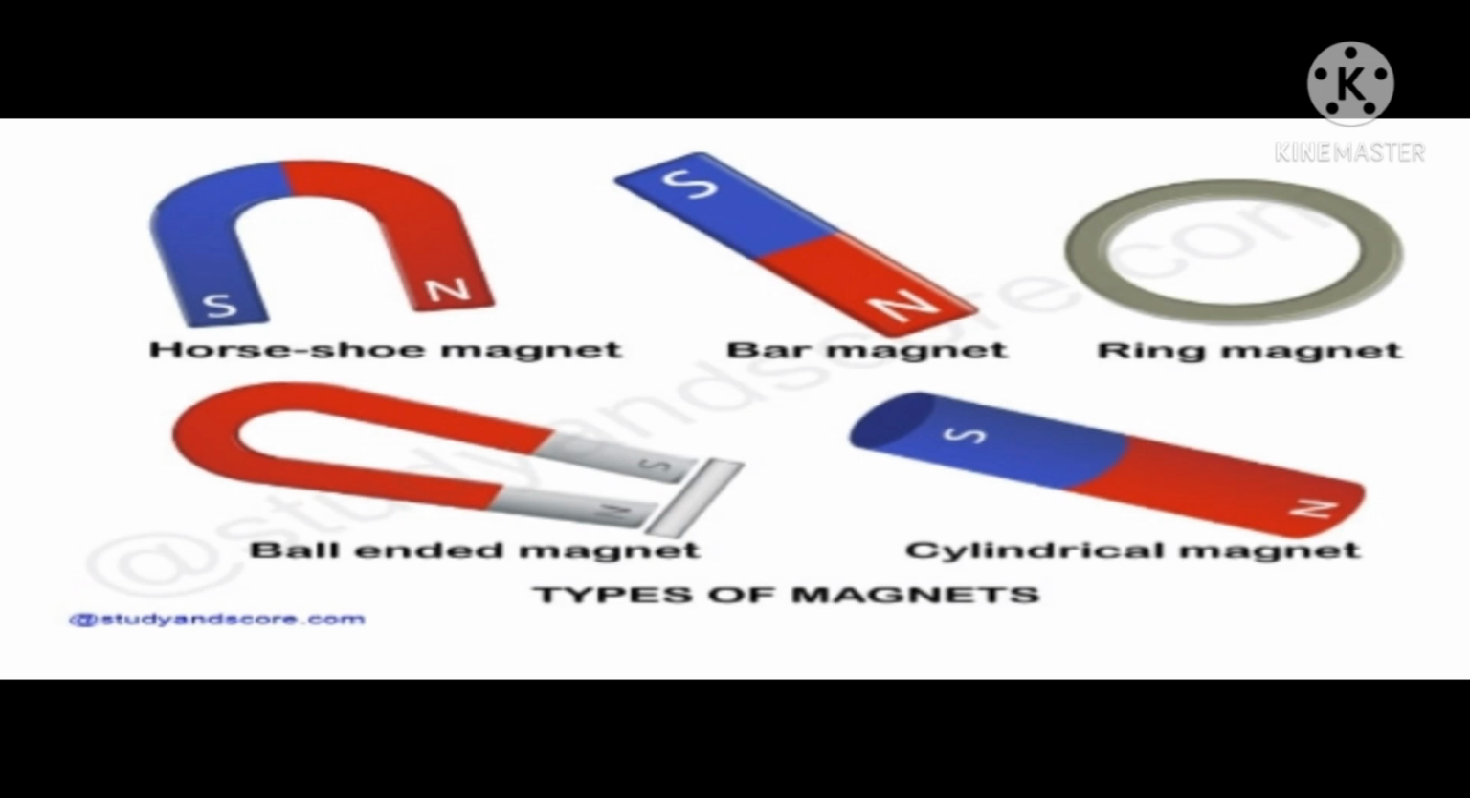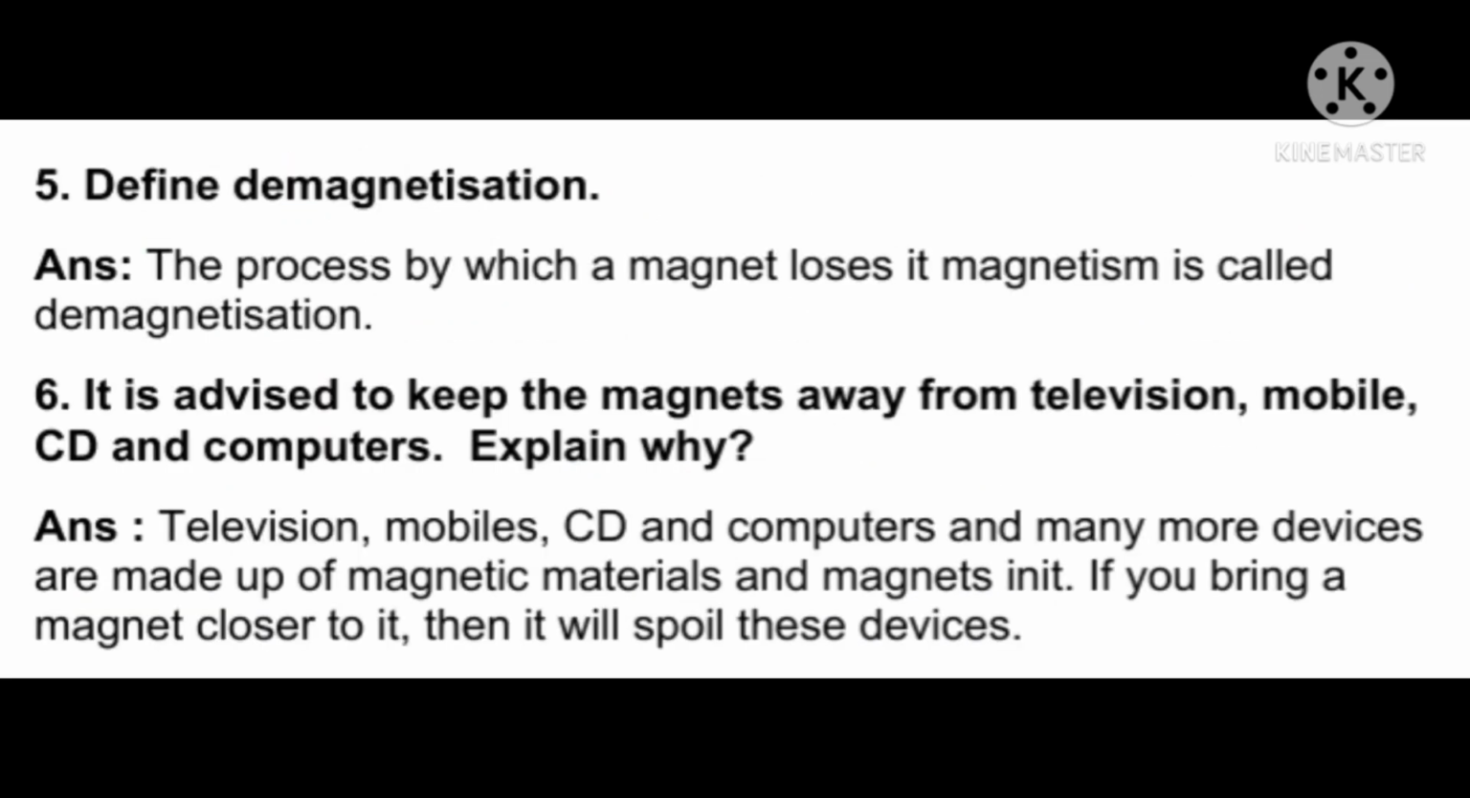Next one, draw the different shapes of magnet. First one is a horseshoe magnet. Second one, bar magnet. Third one, ring magnet. Fourth one, ball-ended magnet. And fifth one, cylindrical magnet. These are the different shapes of magnet. Next one, define demagnetization. The process by which a magnet loses its magnetism is called demagnetization.